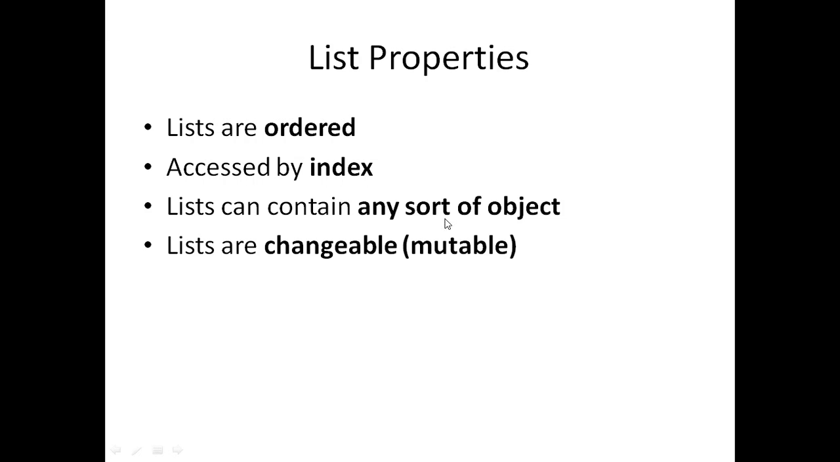List can contain any sort of object. That is another thing to note. We can store any type of objects in a list. It can be floating point, it can be integer, it can be string. Anything can be stored in a single list itself. Then lists are changeable, or mutable. We can change the contents of the list. That is why it is known as mutable. Okay, we will see some basic operations in list.